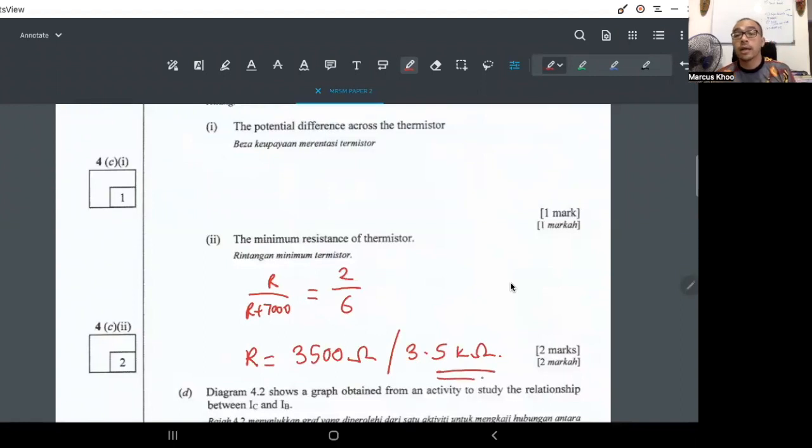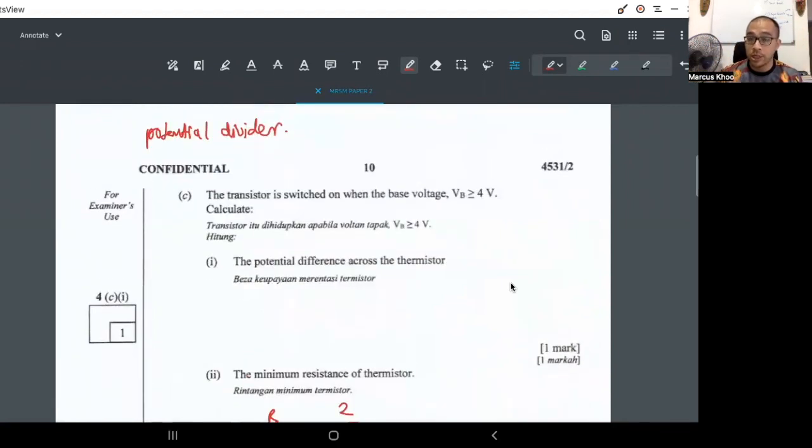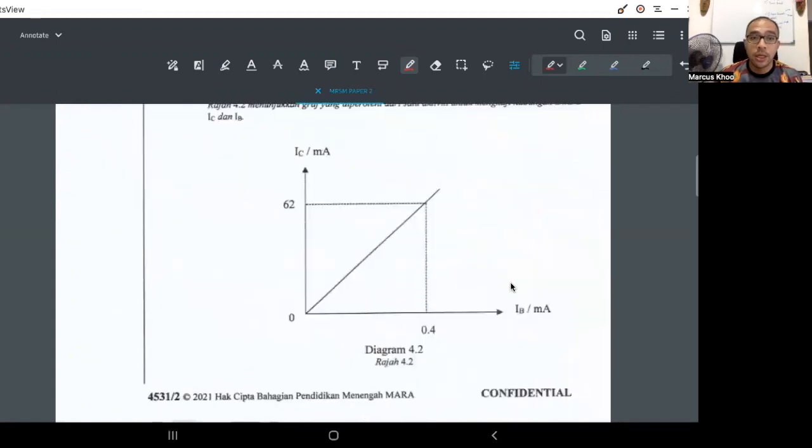But we only think about this formula, or this ratio, when we talk about transistor, and especially the potential divider circuit. So that's a very specific one.